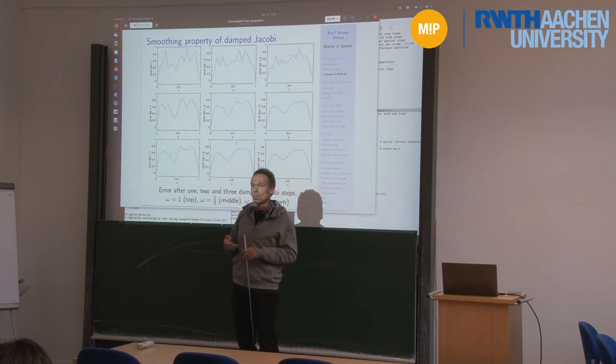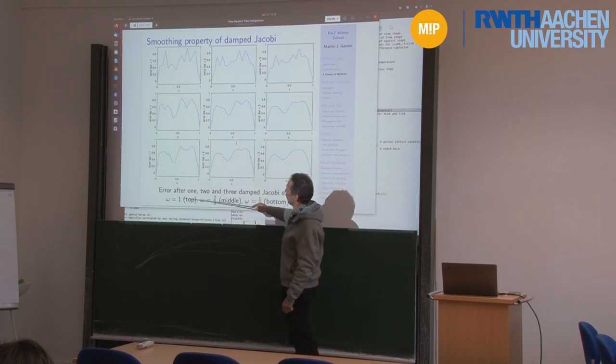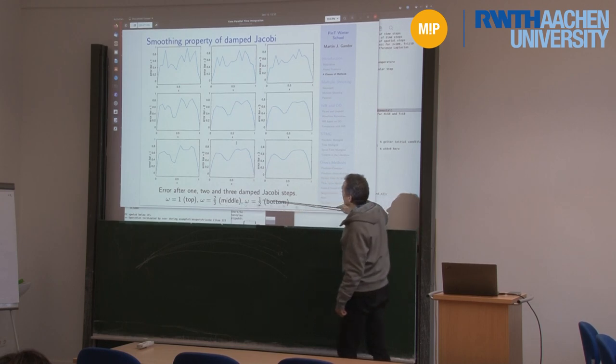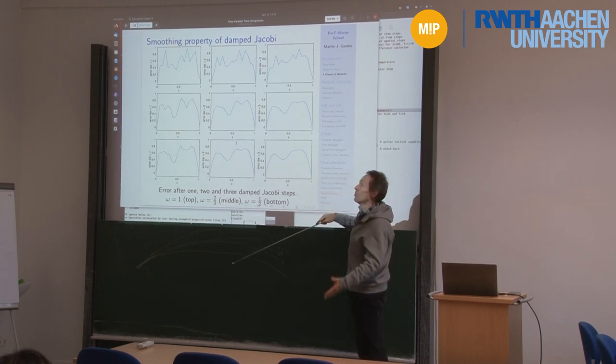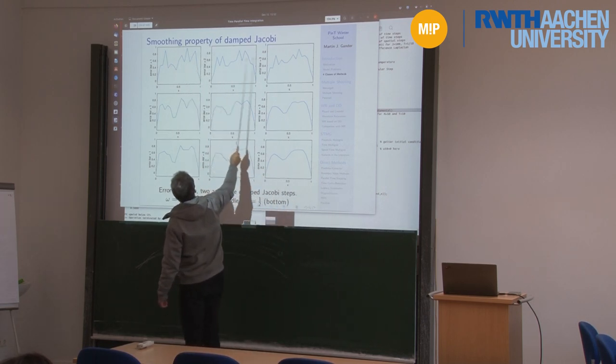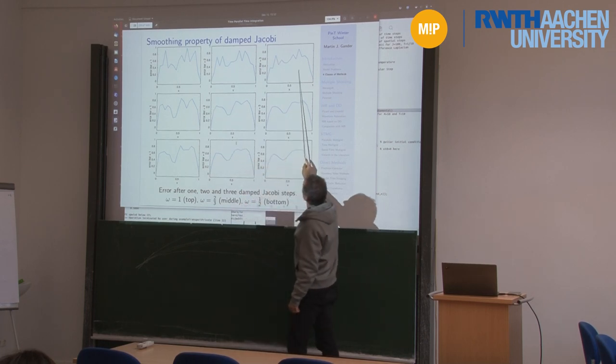And I run Jacobi on it. And I have three different variants of Jacobi. I have Jacobi with 1 as a relaxation parameter, that's the original Jacobi method, or with 2/3, or with 1/2. And I just run the method. And so here I have the first iteration, second iteration, third iteration. So you see, this is not making much progress.